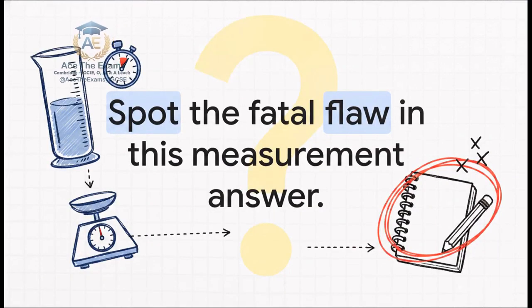Look closely at this really common student answer. "I measured the volume using a cylinder and wrote down the number." Can you spot the fatal flaw here? The mistake that absolutely guarantees 0 marks.